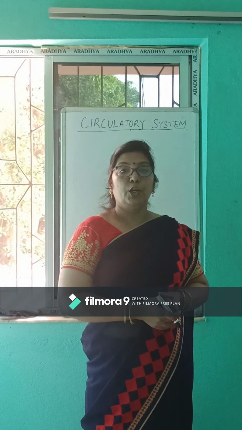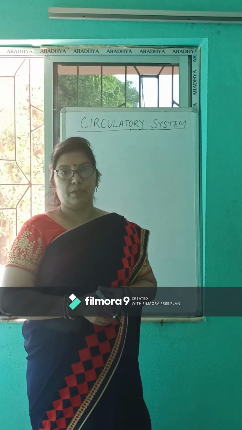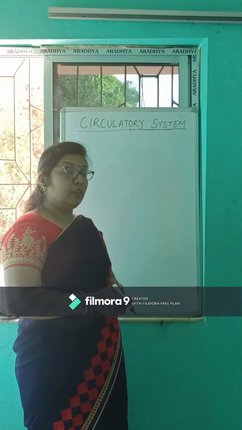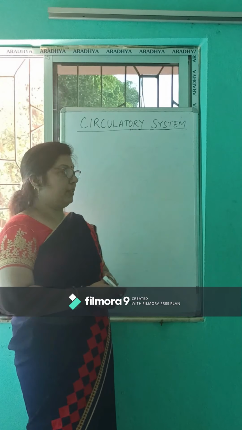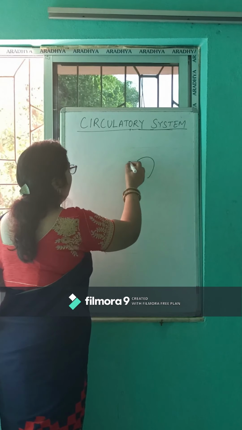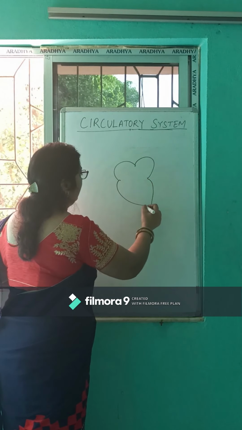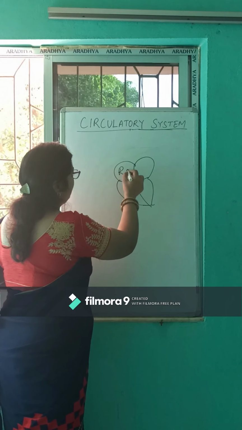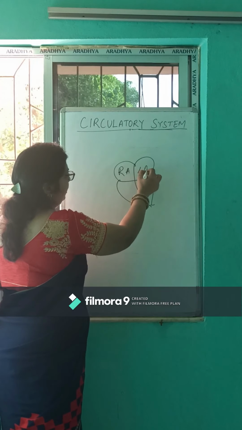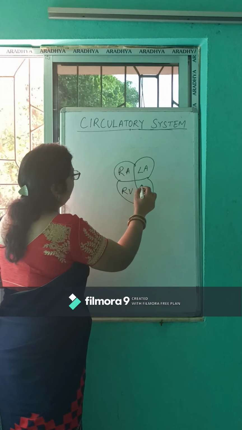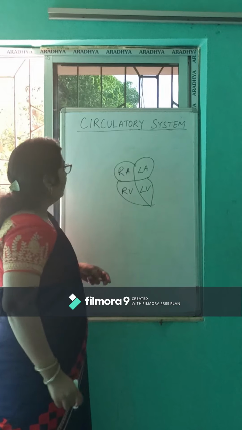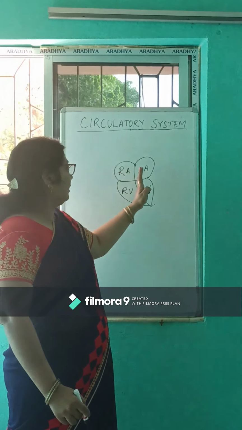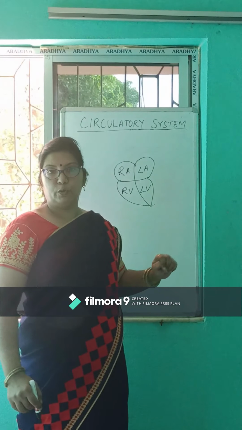Structure of the heart. The human heart has four chambers. The upper two chambers are called the auricles and the lower two chambers are called the ventricles. This is the right auricle, left auricle, right ventricle, left ventricle. The right side of the heart has impure blood and the left part of the heart has pure blood.